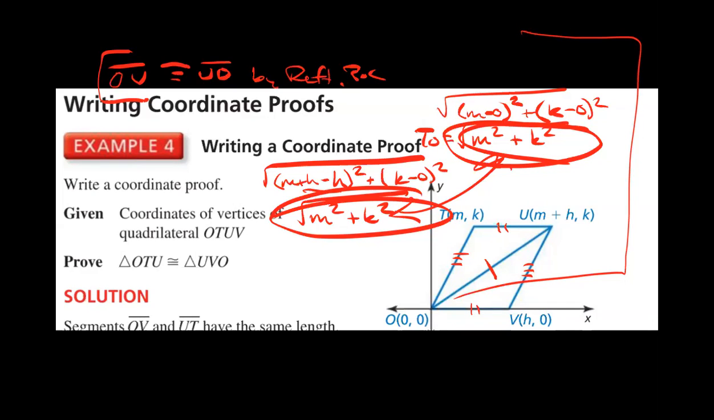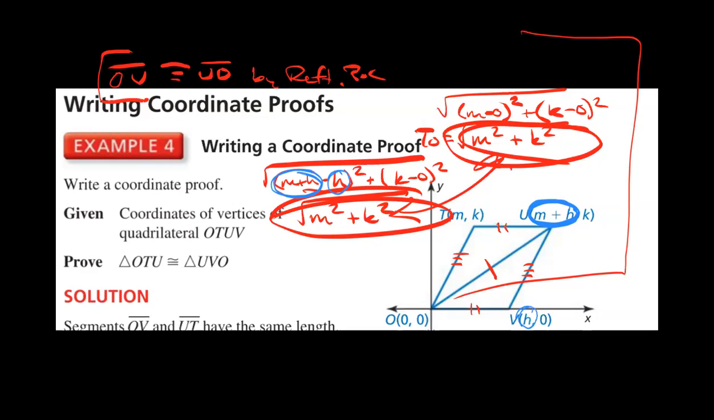Let's see. It says, how did you get the negative h or the minus h again? So here, I'm going to use a different color. The m plus h is that x value. And then this h is this x value. And when I'm doing distance formula, I'm subtracting my two x values. So I took the m plus h and then minus that other h. That's how I got that.